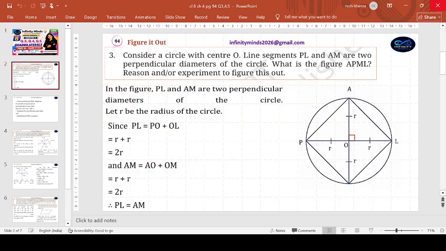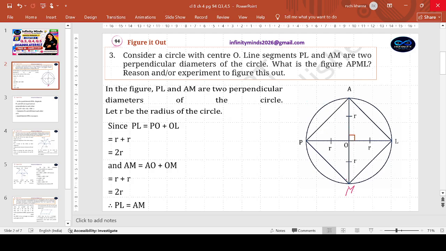Question number 3 says, consider a circle with center O. Line segments PL and AM are two perpendicular diameters of the circle. What is the figure APML? Reason and/or experiment to figure this out. So it basically talks about a circle with center O, lines PL and AM. M has got misprinted, yes. PL and AM are two diameters.